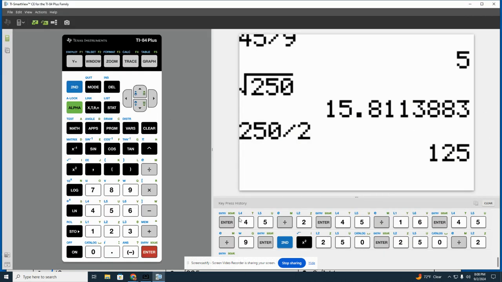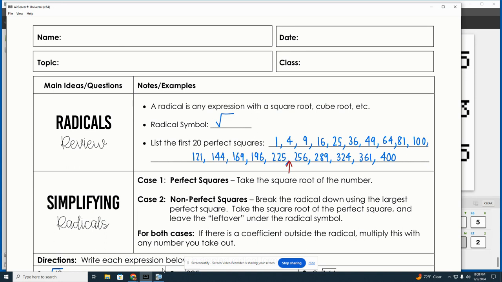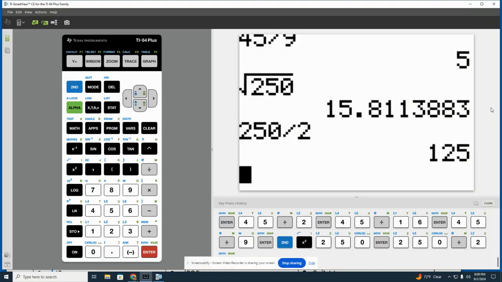I'm not going to try one above 125. I got ahead of myself here. 125 is about right in here. So I'm not trying any perfect square above this point. None of these could possibly work. So let's start at 121 and work our way down.